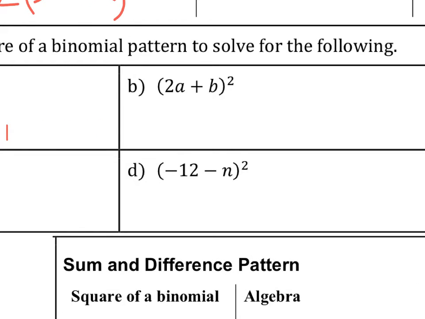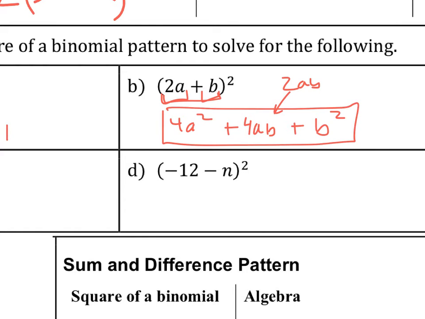How about these ones here? Well, we square the first. We get 4a squared. We square the second, that's b squared. Then we're going to multiply these. 2a times b is 2ab. And then we double that. 2ab doubled is 4ab. Again, if you wanted to, you're welcome to write these out: (2a + b) times (2a + b). And then we can distribute.